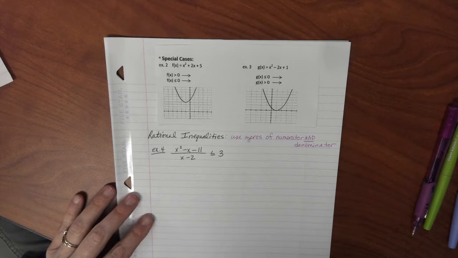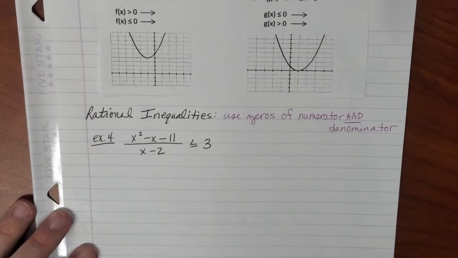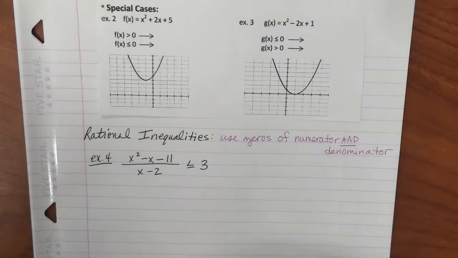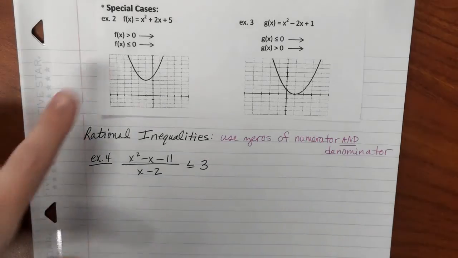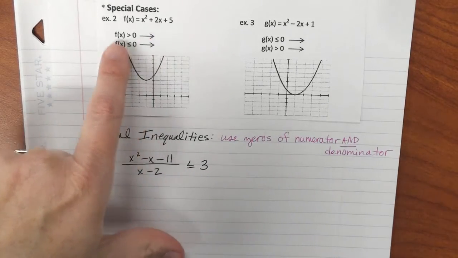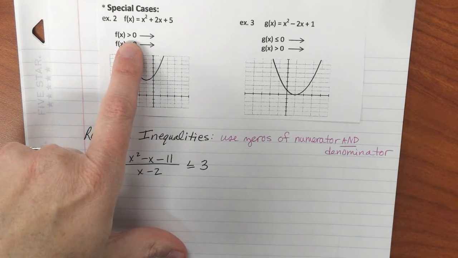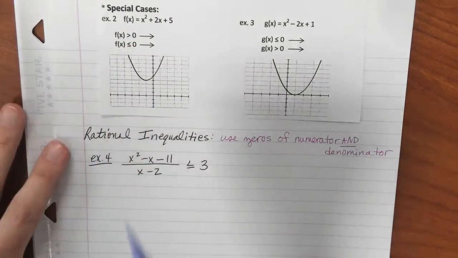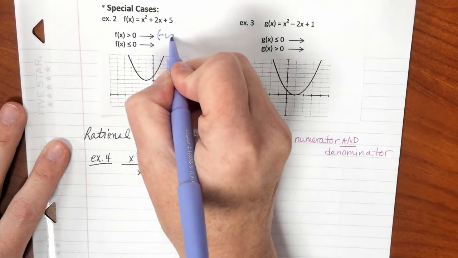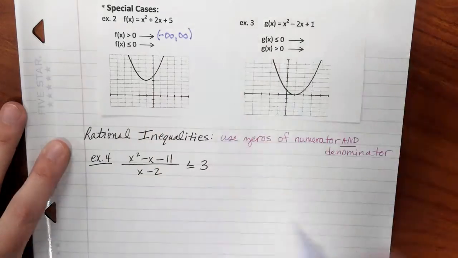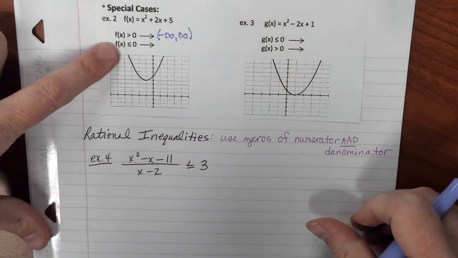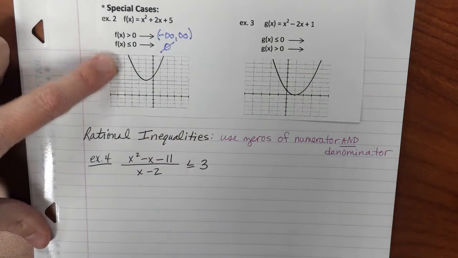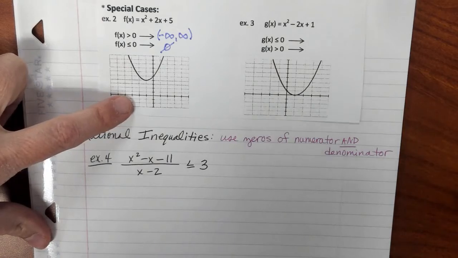The special cases I want to look at deal with when you have a function that's just kind of hanging there and it never crosses. If the problem gives you this function and asks, where is this function greater than 0? Well, it's greater than 0 everywhere because it's all positive. So that would be from negative infinity to infinity. Where is this function less than or equal to 0? That's the empty set. Doesn't exist. It's never going to be down here in the negative case.